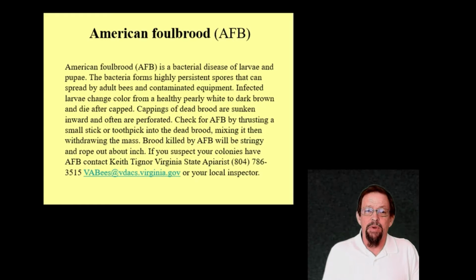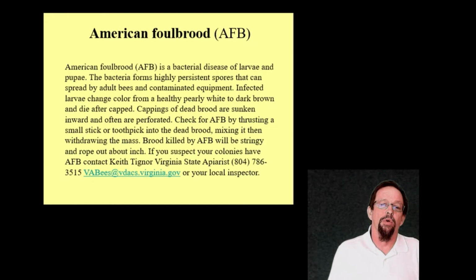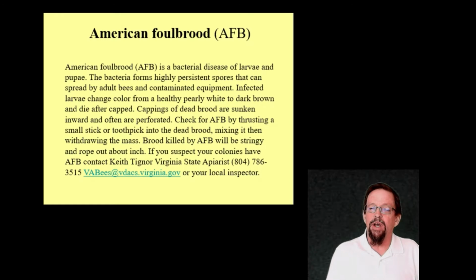Alright, so let's start big. We're going to start with American foulbrood. This is the number one, the worst thing that can occur in your hive, and it's a bacteria that forms highly persistent spores, and they infect the larvae, and the larvae change from a pearly white to a brown, and then after they're capped, the cappings are perforated.